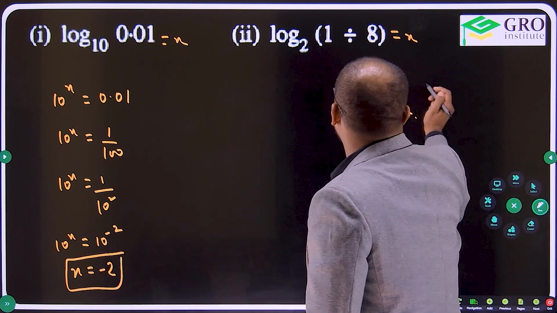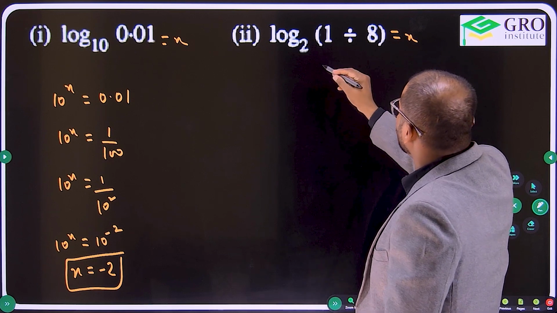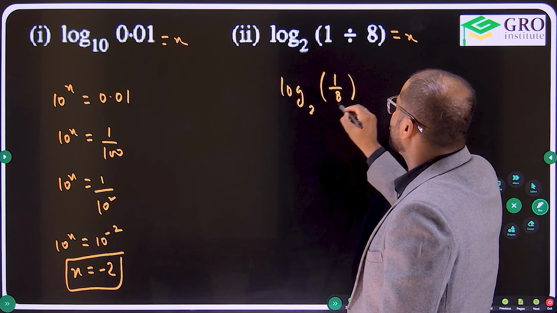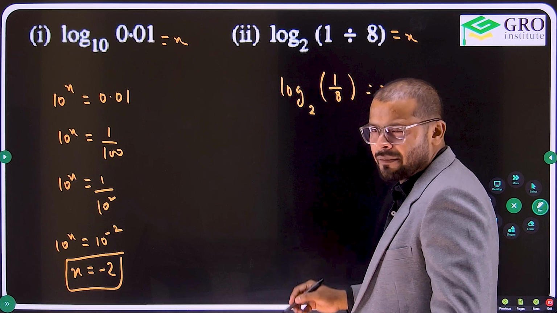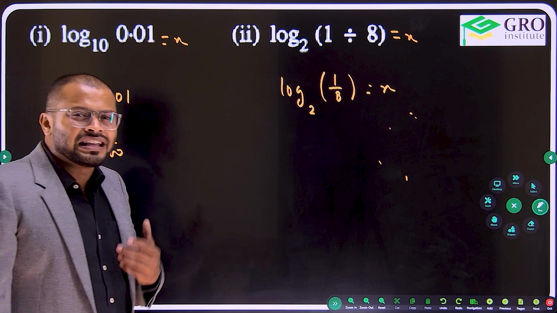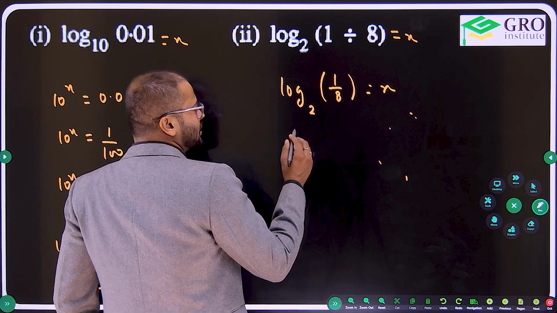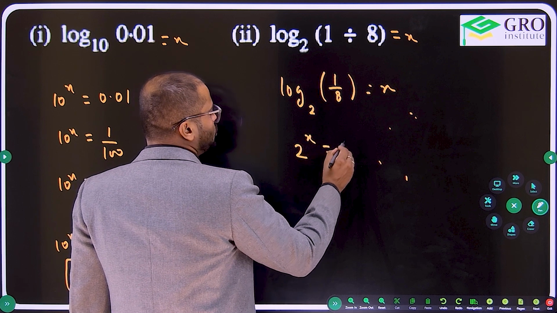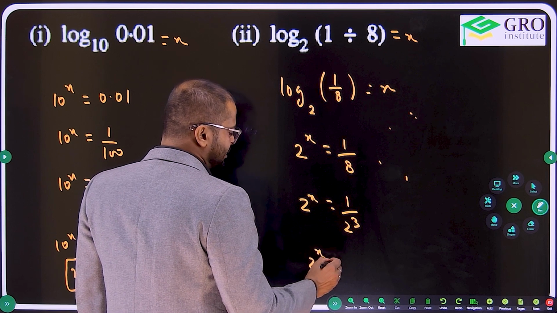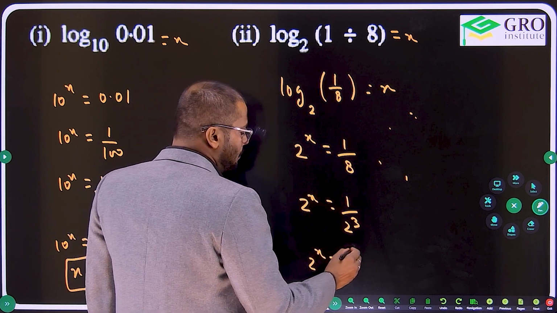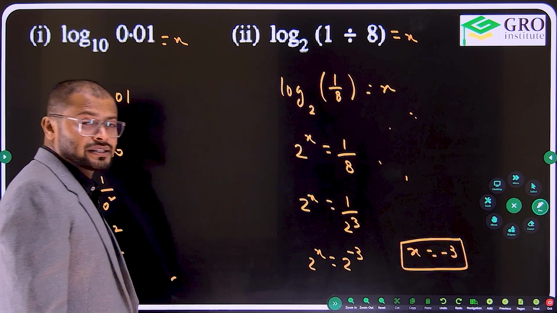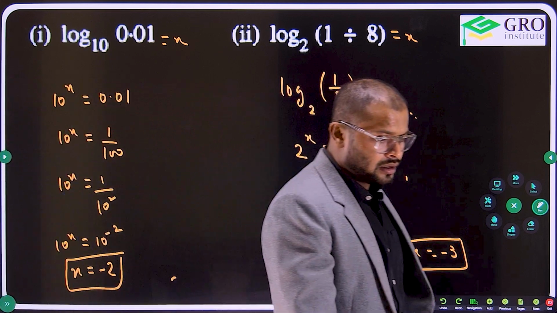And when we had log of 1 by 8, it is actually written as log of 1 by 8 having base 2 is equal to x. Now I think by now you are able to answer these questions verbally. You don't even need to write in your register. So 2 to the power x is equal to 1 by 8, 2 to the power x is equal to 1 by 2 cube, 2 to the power x is equal to 2 to the power 3 goes up, minus 3, and yes, x is equal to minus 3 is your answer. I hope it is clear to you, right?